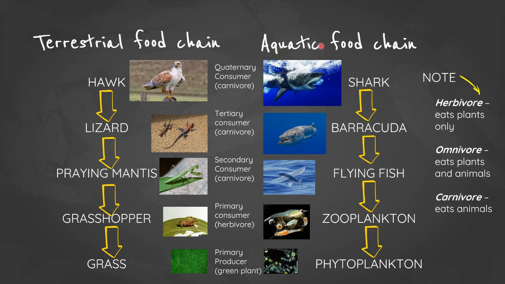So let's look over here at the aquatic food chain. We have what we call phytoplankton, which is a type of producer or a green plant. The zooplankton feeds on the phytoplankton. The flying fish feeds on the zooplankton, and the barracuda fish feeds on the flying fish. And lastly, the shark, which is the quaternary consumer, feeds on the barracuda fish. Just to recap, herbivores eat plants only. Omnivores eat plants and animals, and carnivores eat animals only.